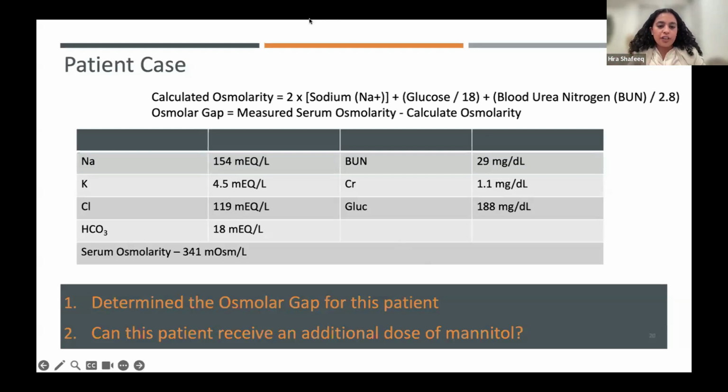So first in the chat, why don't we figure out what the osmolar gap is for the patient? We have the serum osmolarity listed here. Why don't we start with calculating the actual calculated osmolarity for this patient using the formula? Whenever you're ready, if you can put in the chat what you are getting for the calculated osmolarity. But whichever brave soul wants to put that in.